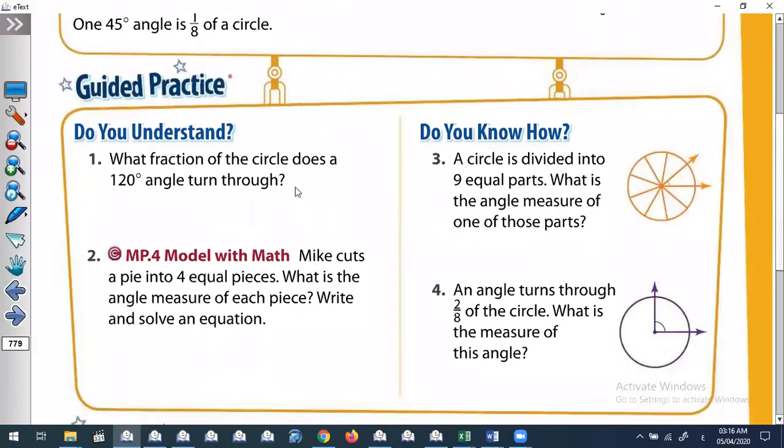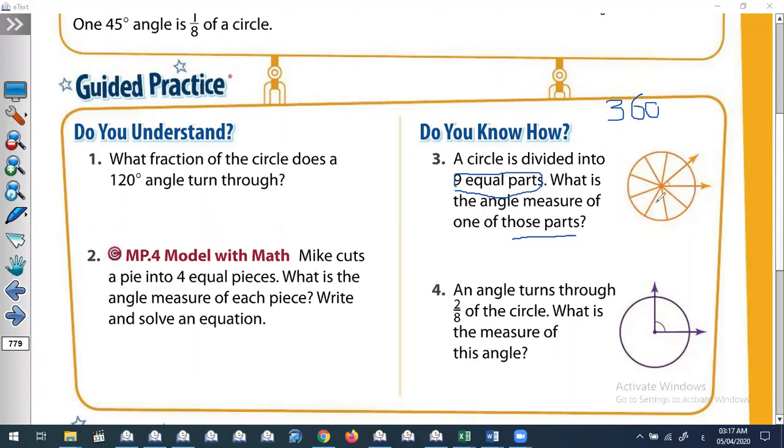Here we have exercise number 3. A circle is divided into 9 equal parts. What is the angle measure of one of those parts? You need to find the angle measure of one part. You have to know that any circle, the measure of its angle is 360.